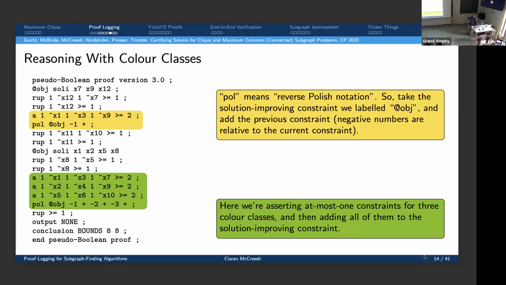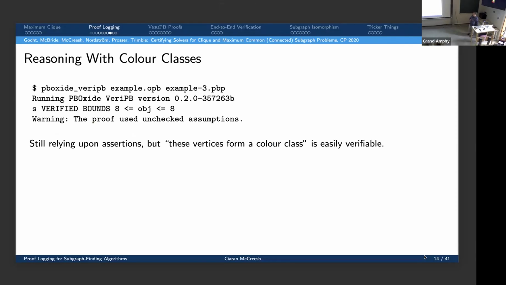So at this point, this is a slightly simpler proof. But we can check and it still works with VeriPB. But now that I'm telling you what the color classes are, now that I'm saying these 3 vertices form a color class, this is efficiently checkable. So maybe we could add a VeriPB rule that lets us recover an at most one constraint.